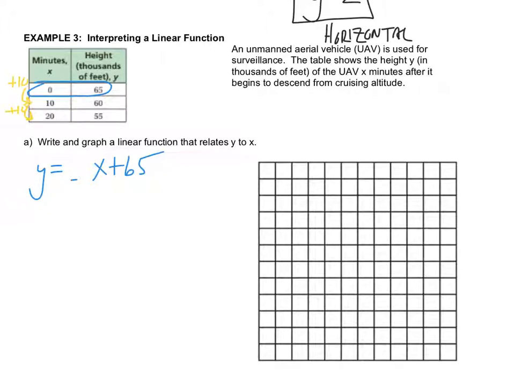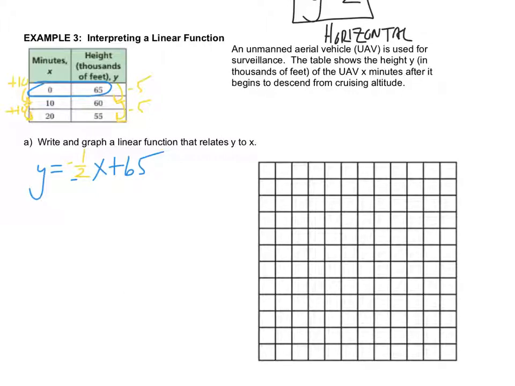And at the same time, our y's are coming down by 5s. So if you put the y over the x's, -5/10 becomes -1/2. So there's our function. Now we have to figure out how to graph that.